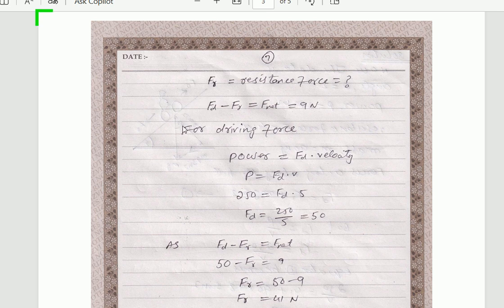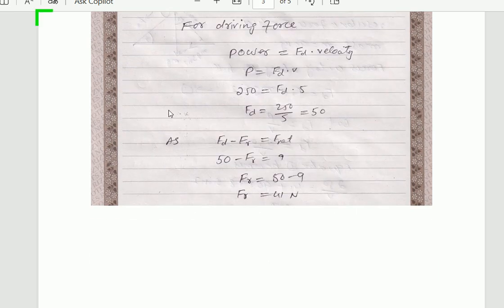For the driving force, we know that power is equal to Fd dot velocity. Driving force, power is equal to F driving force dot velocity. By putting in the values of the power and the velocity, after simplification we get Fd equal to 50. So put this value in the above step: Fd minus Fr equals the net force. The net force is equal to 9 N and Fd is equal to 50. After simplification, we get the resistance force equal to 41 newtons.